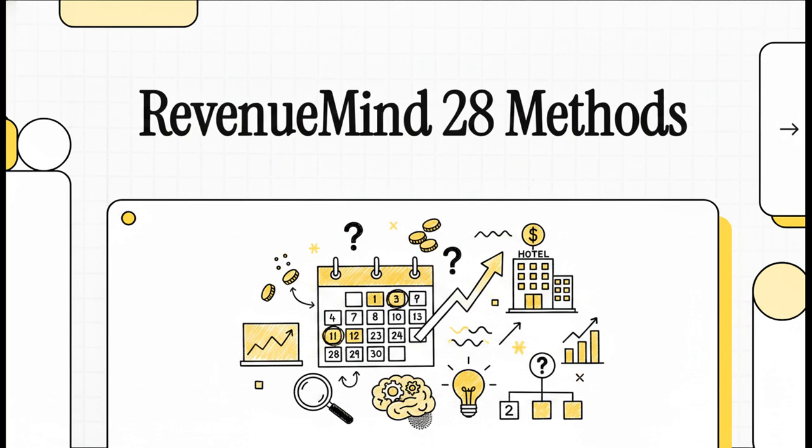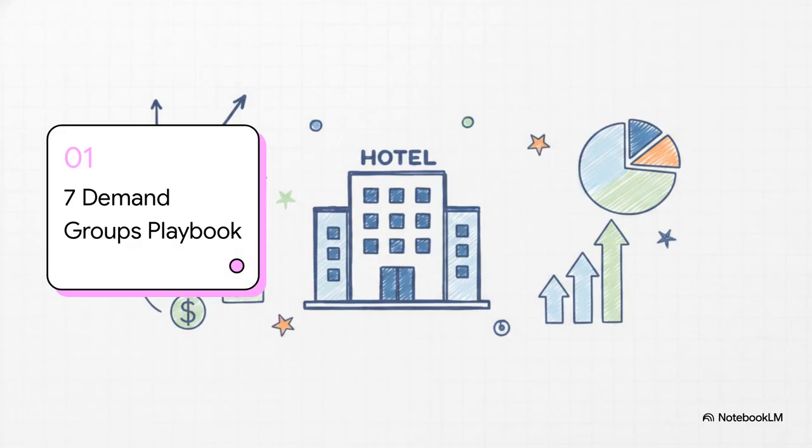This isn't just another generic performance dashboard. RevenueMind is a complete end-to-end decision system. It's essentially your ultimate playbook, designed to answer one crucial, high-stakes question. For literally every single date on your calendar, what should we do next? To answer that, this explainer will systematically break down all your stay dates into 7 core demand groups.